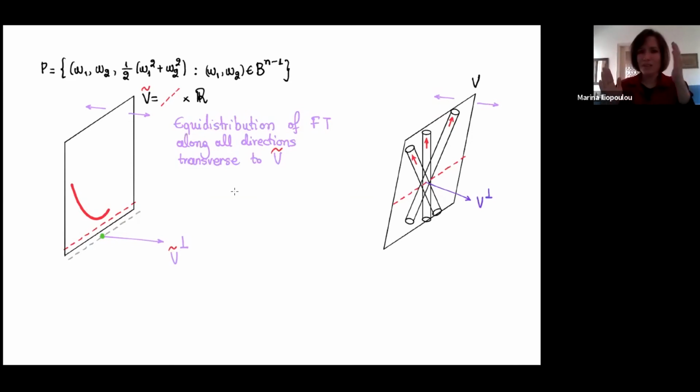However, these planes are not too far apart, okay? They are at most 45 degrees angle from each other. So if you have an equidistribution in these directions, you also have it in these ones. And this generalizes to all surfaces, all varieties mainly, and that helps.